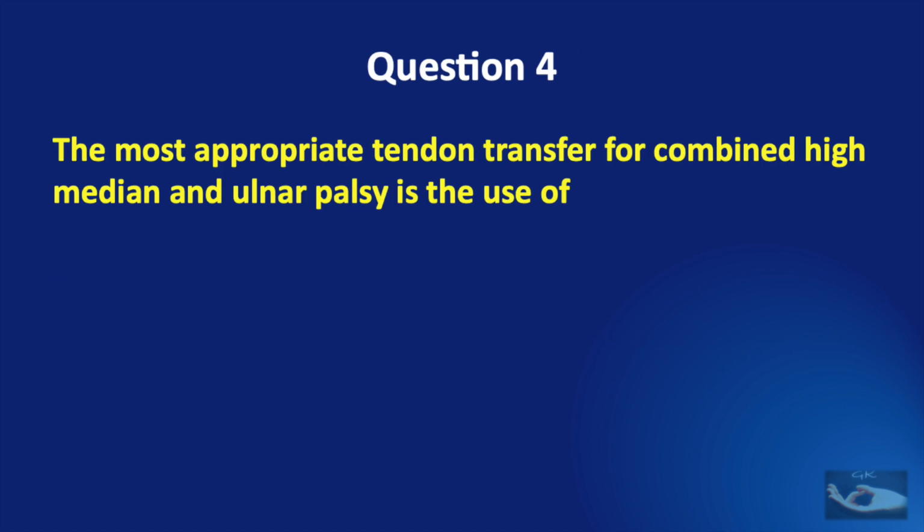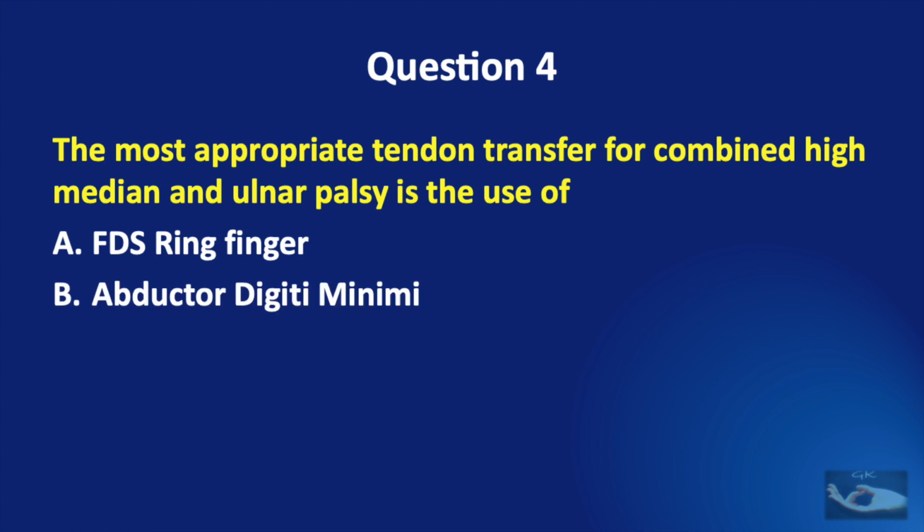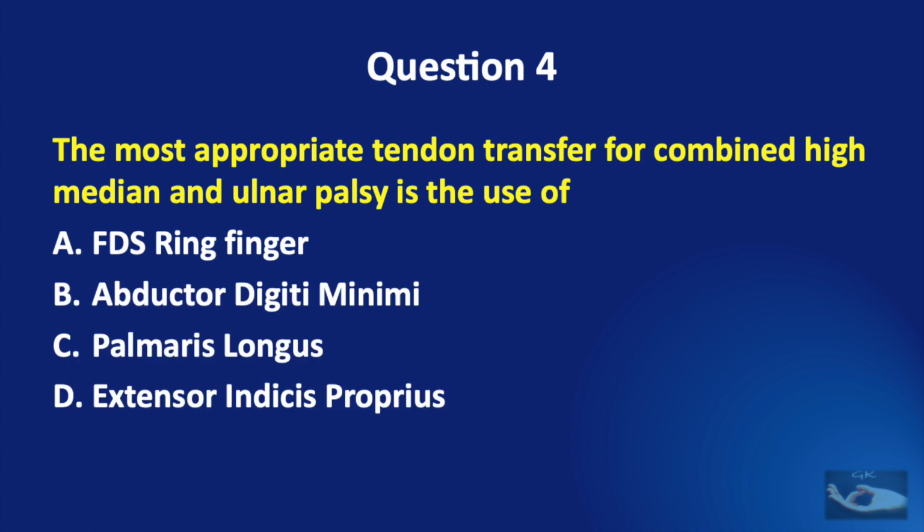Question number 4. The most appropriate tendon transfer for combined high median and ulnar nerve palsy is the use of FDS of the ring finger, abductor digiti minimi, palmaris longus, or extensor indicis proprius.